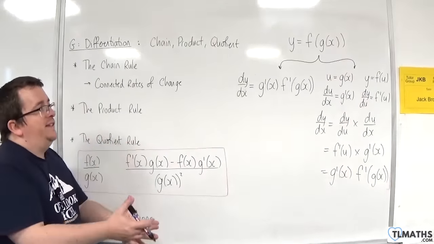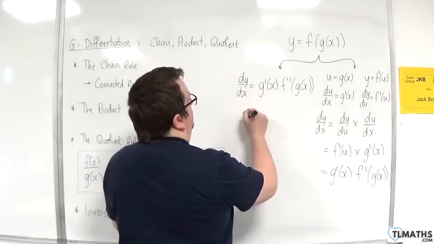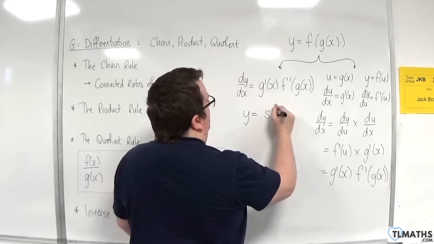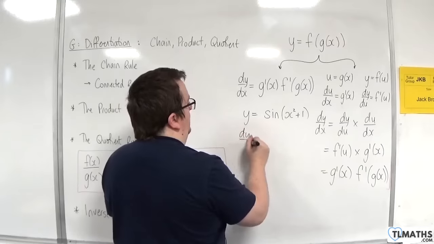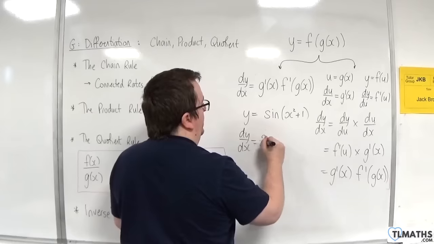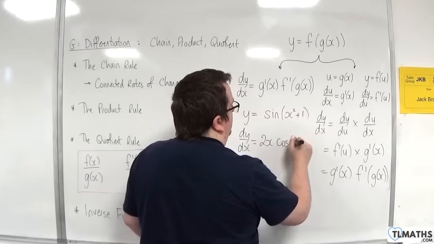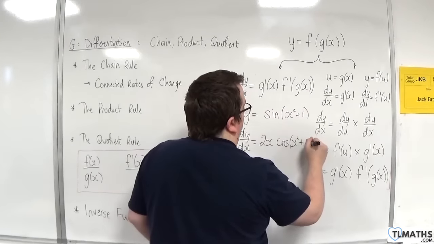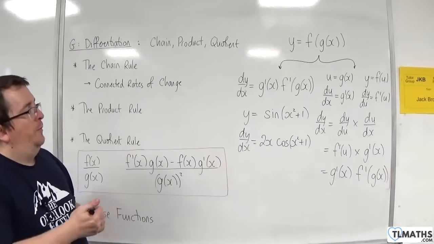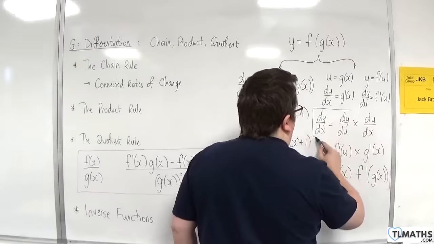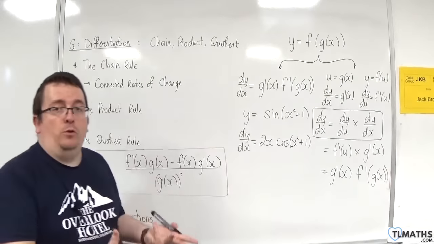But you want to get to the stage where you can spot derivatives quickly. So, for example, if you've got y is equal to sine of x squared plus 1, then dy by dx, the derivative of the inside comes outside, which is the 2x, that's the g prime of x. F prime is the sine. Sine, I know, differentiates to cosine. And the interior function g of x stays the same. Okay, that is what I want to be able to do. Now, connected rates of change problems are going to be using this fact here. So you're going to have two rates of change that you can multiply together to get your dy by dx.